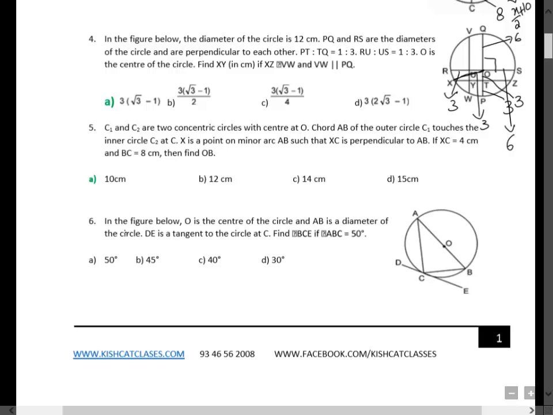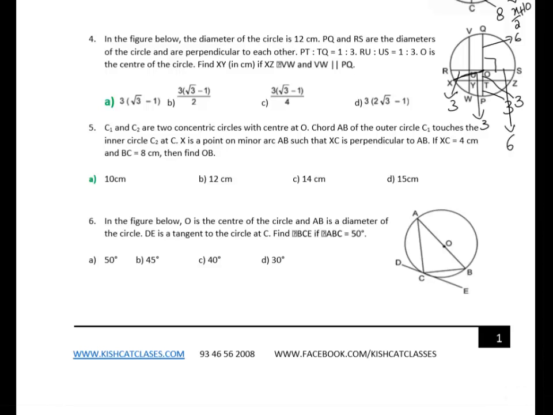Now how much is YT? YT is equivalent to OU. How much is OU? It is 3. So YT is 3, and XT is 3 root 3. It means 3 root 3 minus 3, so 3 into root 3 minus 1. The answer is option A. Observe this one thing: every piece of information is clearly given, and using that information you can find a right angle triangle where the hypotenuse is the radius and the other two sides are given.